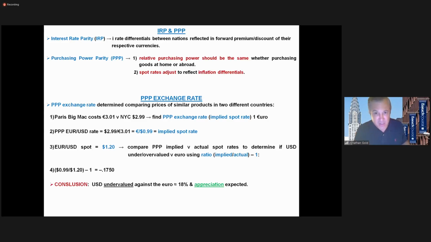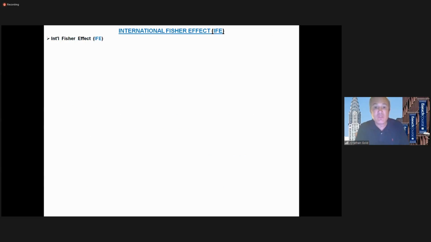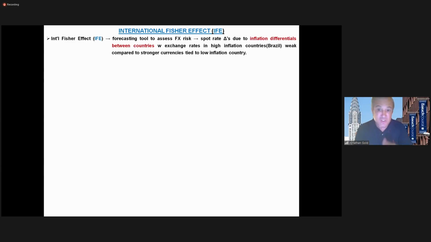We're looking at tools that managers use to assess foreign exchange rate changes, right? Which, of course, is critically important. So the international Fisher effect was developed by Irving Fisher, a renowned economist back in the 1950s. He created a powerful forecasting tool used to assess foreign exchange risk. He said that spot rate changes are due to inflation differentials. And so a country that has very high inflation like Brazil is going to have a weak currency, and a country with very low inflation like the US is going to have a strong currency, just like I write here, okay?